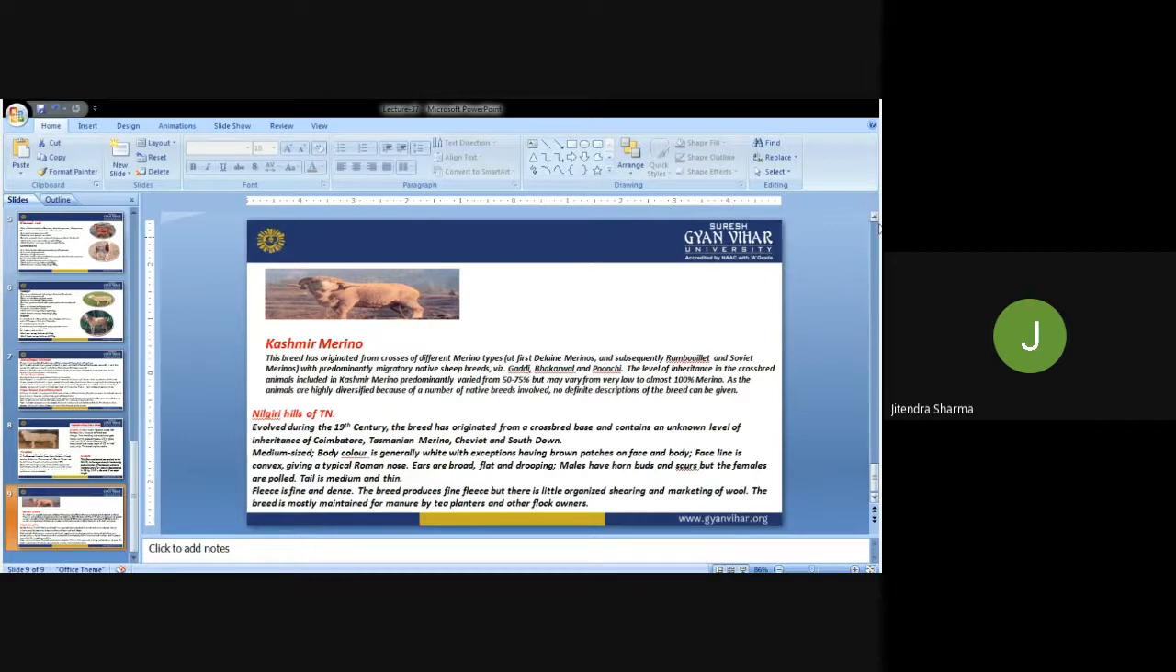So these are a few breeds. First we have discussed the Indian breeds, then we have discussed the breeds of foreign blood, and then we have discussed the crossbred animals that we have developed here in our country.